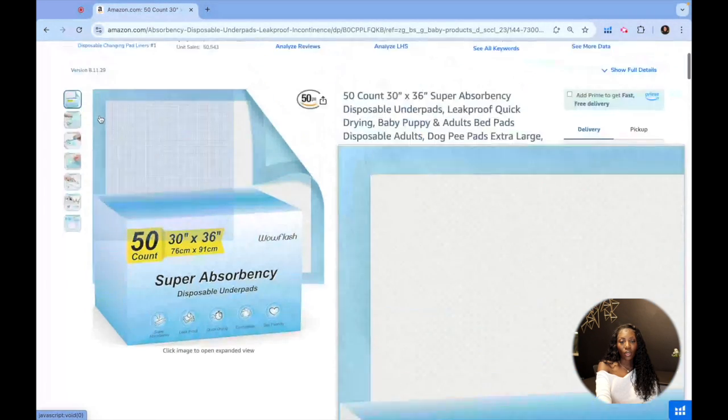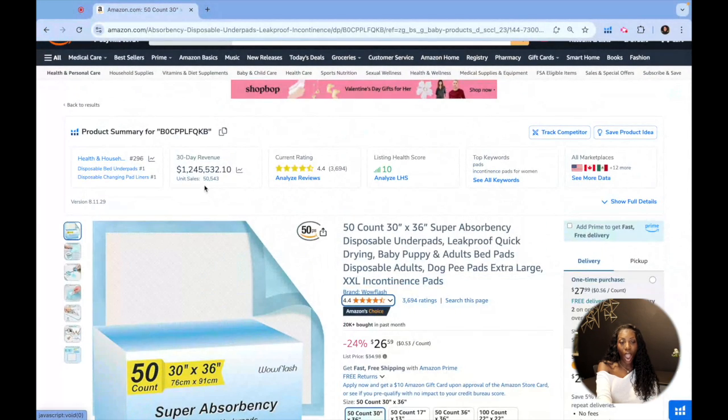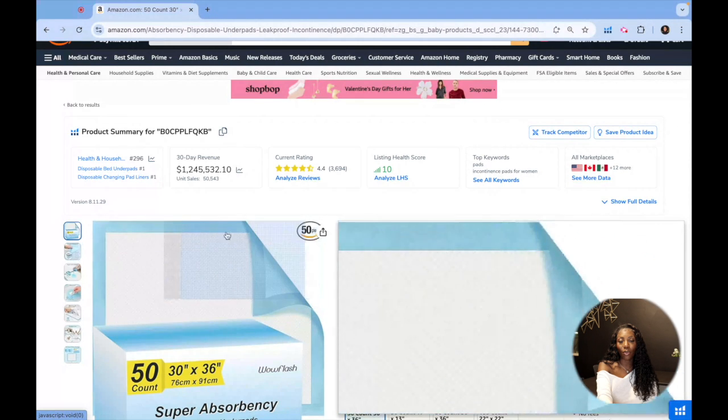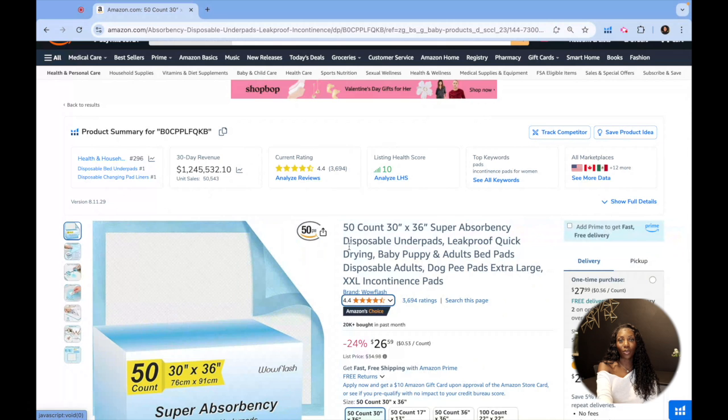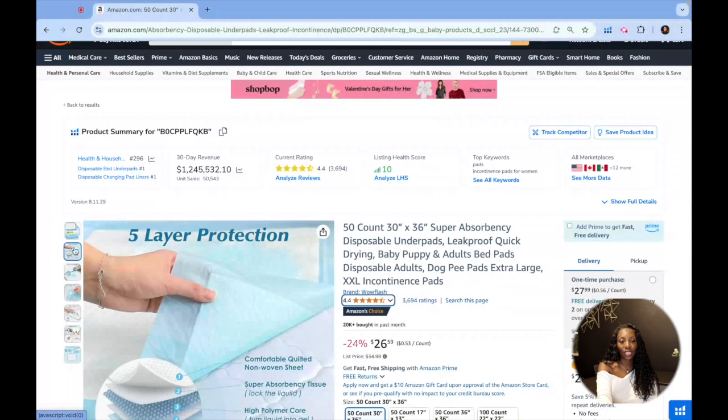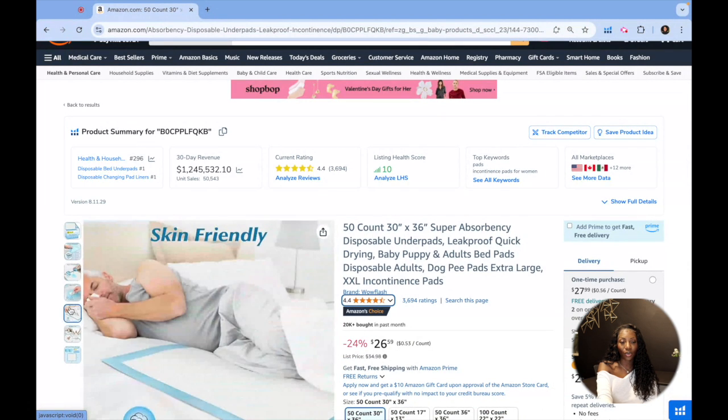So it looks like they are doing $1.245 million a month. They are clearing $13 million a year selling this simple product. I mean, it doesn't get any more basic than this product, right? This is something very easy to make, something very easy to sell.